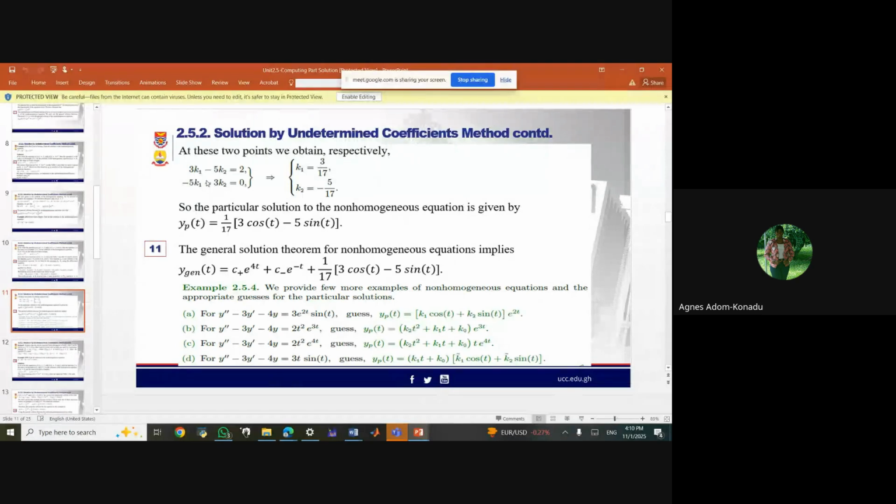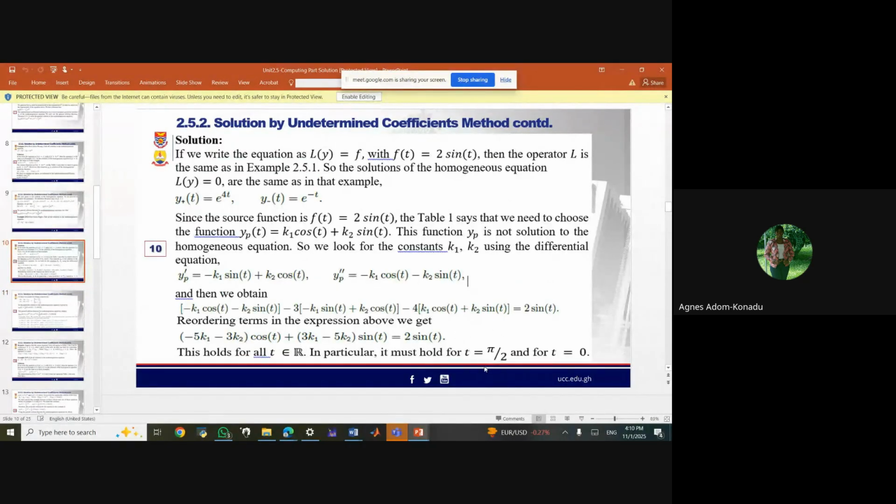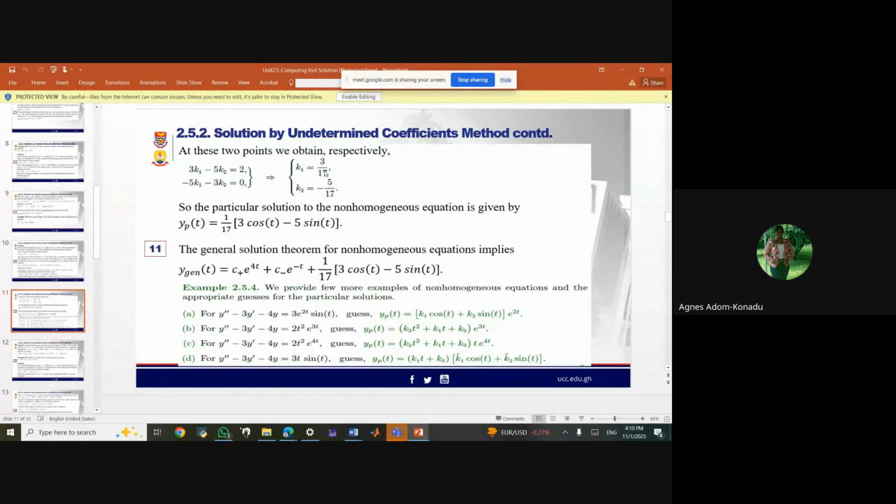So my K1 will be 3 over 17, and then my K2 will be minus 5 over 17. Please, you can just use t equal to pi on 2 and t equal to 0, substitute them here and you're going to get this. You can use other values, maybe 180, but you're going to get the same thing.